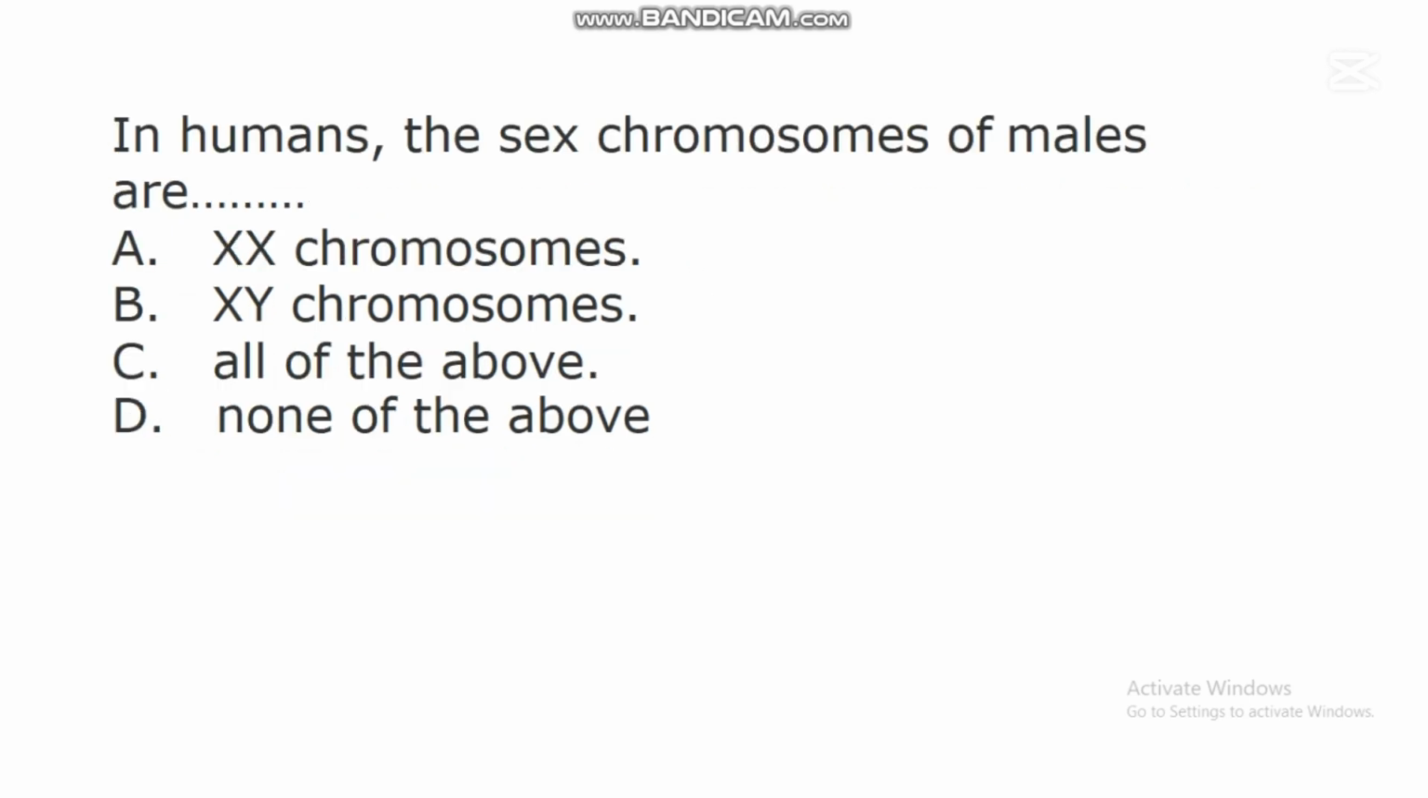The next question says, in humans, the sex chromosomes of males are dash. A. XX chromosomes, B. XY chromosomes, C. All of the above, D. None of the above. In this question, the correct answer is B. XY chromosomes. So studies have shown that in human beings, the sex chromosomes of males are XY chromosomes.